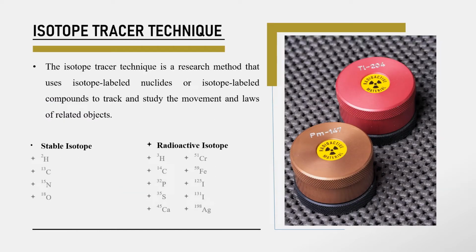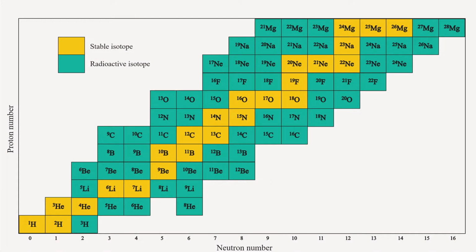The isotope tracer technique is a research method that uses isotopically labeled nuclides or isotopically labeled compounds to track and study the movements and laws of related objects. Both radioisotopes and stable isotopes can be used as tracers. Radioisotopes are isotopes whose nuclei are unstable and will decay, emitting alpha, beta or gamma rays.